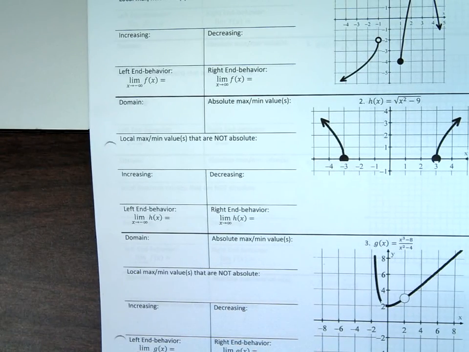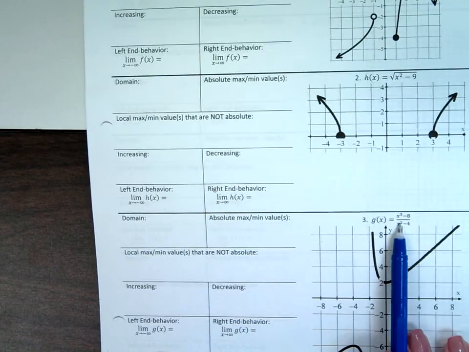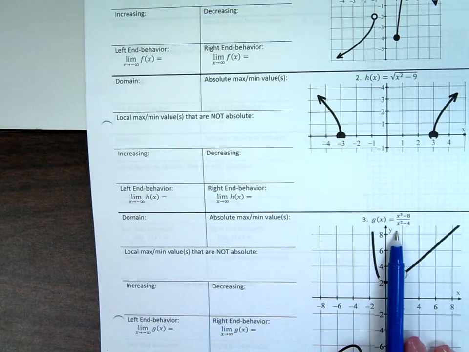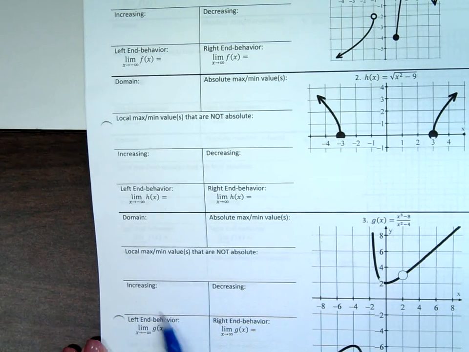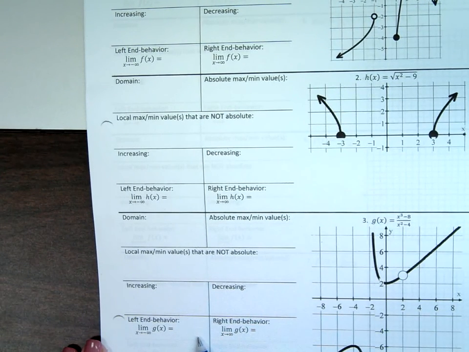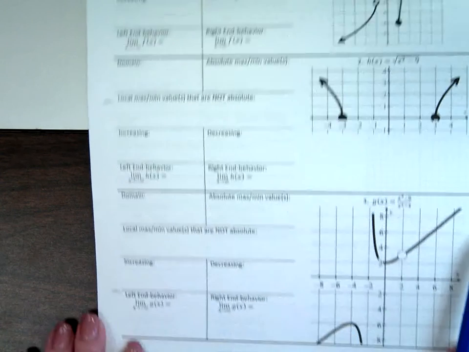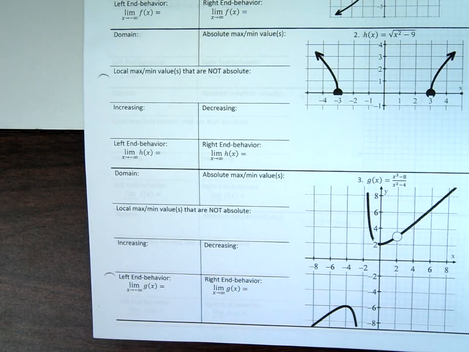So number 3 looks like this: x cubed minus 8 over x squared minus 4. And we have to answer all of those same questions based off the graph. Now, lucky for us, they gave us the graph. So I don't have to go to Desmos quite yet. They gave us the picture.